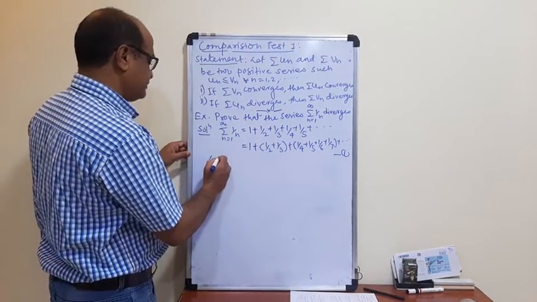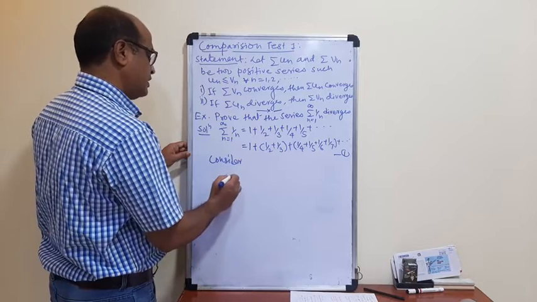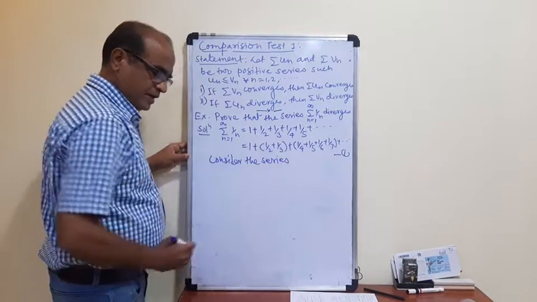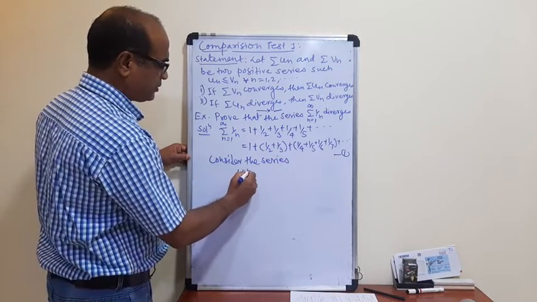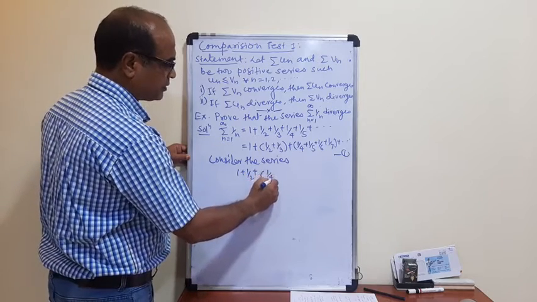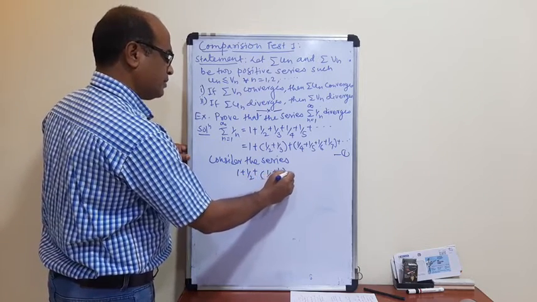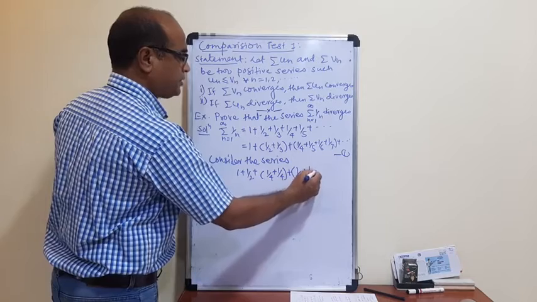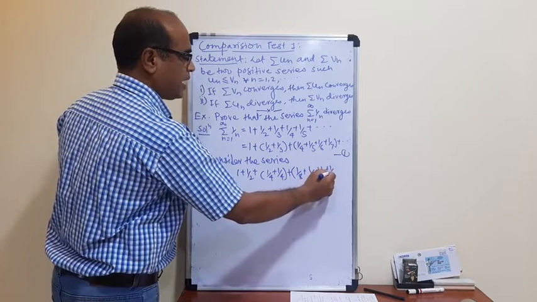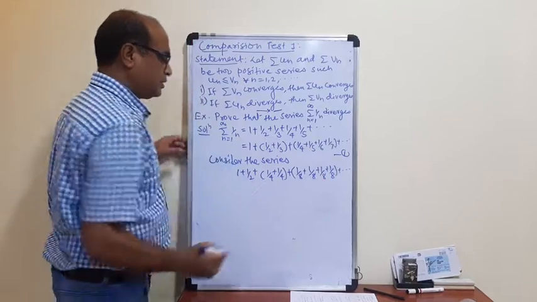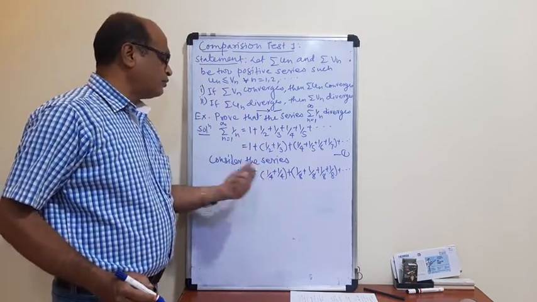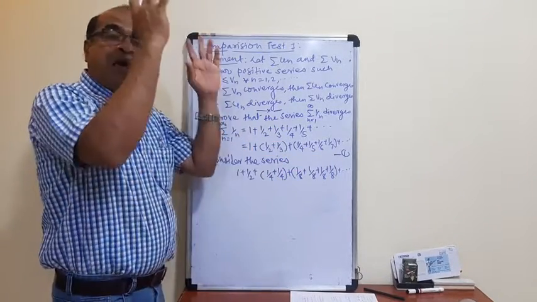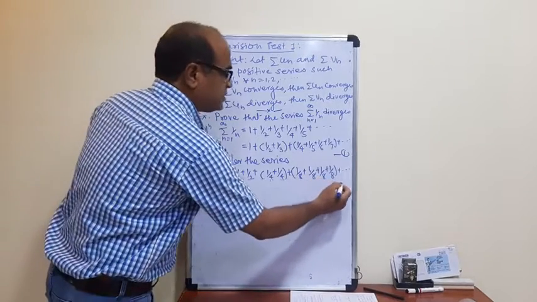We consider another series. Consider the series 1 plus 1 half plus 1 by 4 plus 1 by 4 plus 1 by 8, 1 by 8, 1 by 8, 1 by 8 plus and so on. So 1 by 4 two times, 1 by 8 four times, then 1 by 16 eight times and so on. This is 2.